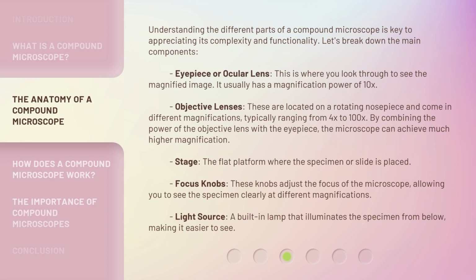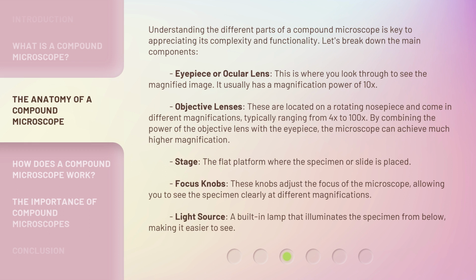Understanding the different parts of a compound microscope is key to appreciating its complexity and functionality. Let's break down the main components. Eyepiece or ocular lens. This is where you look through to see the magnified image. It usually has a magnification power of 10x.